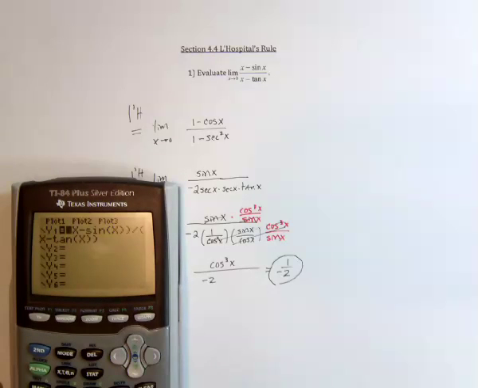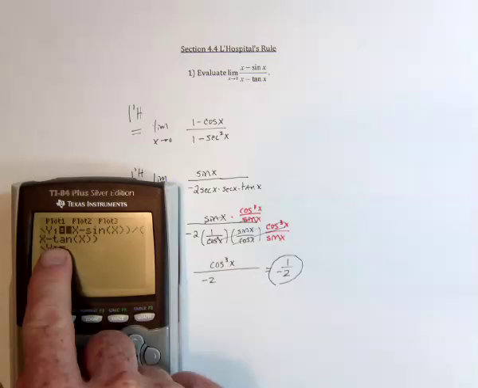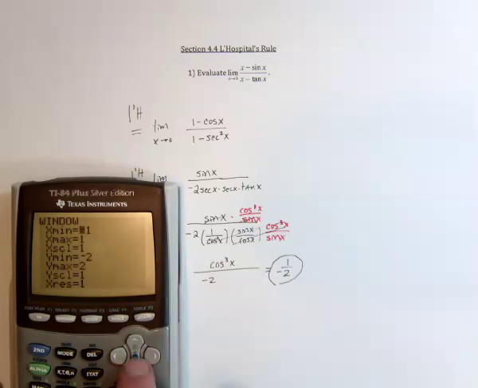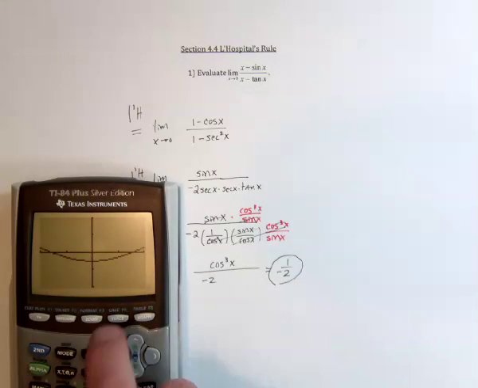So there's the original problem, x minus sine of x over x minus tangent of x. Change the window to be close to x equals 0, so negative 2 to 2 should do it. And there goes the function, and at x equals 0, it went down to negative 1/2. So if you actually plug in the 0, it says there's a hole in the graph. But that doesn't matter. We're talking about what if you're really close to x equals 0. Negative 1/2.